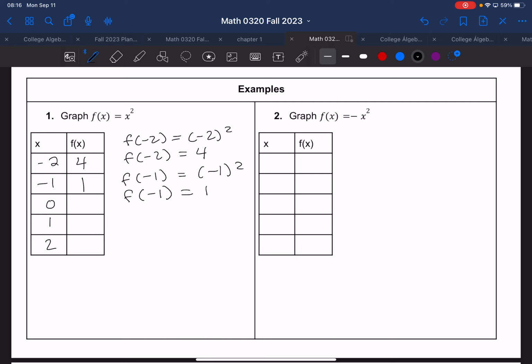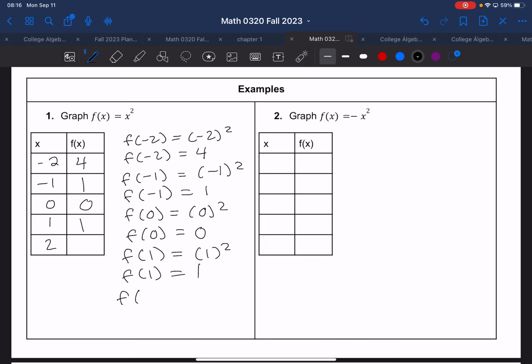Then we're going to do f of 0 is equal to 0 squared. F of 0 is 0. F of 1 is 1 squared. So f of 1 is 1. And f of 2 is 2 squared, so f of 2 is 4.